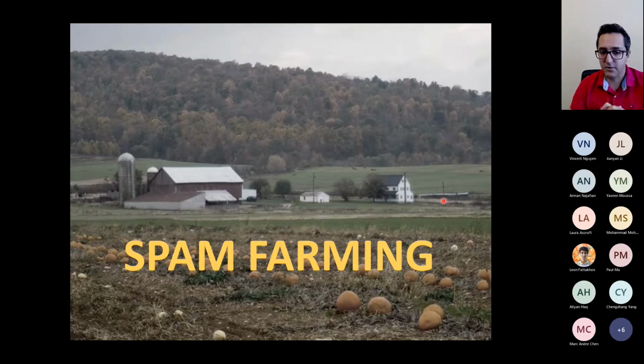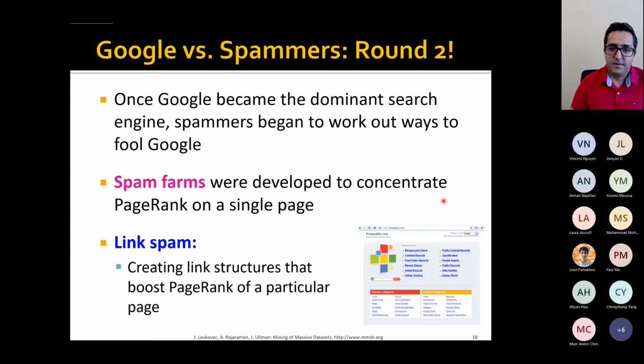What spammers used was a concept called spam farming, okay? So it's like the big data of spamming. Spam farms were developed to basically concentrate PageRank on a single page with the purpose of improving and boosting its ranking. So what I'm going to explain next is basically round 2 of the fight between Google and spammers.